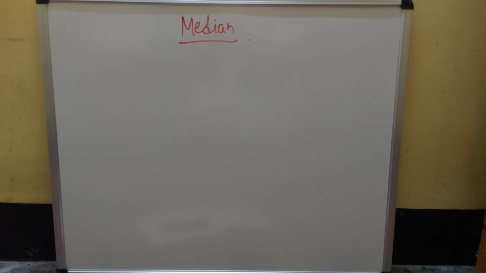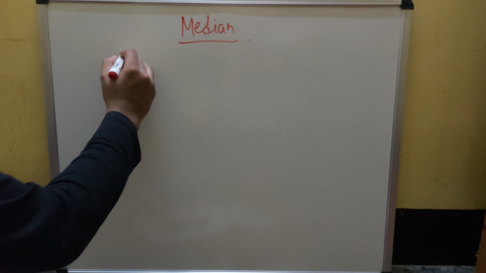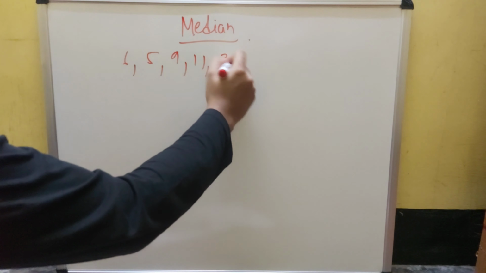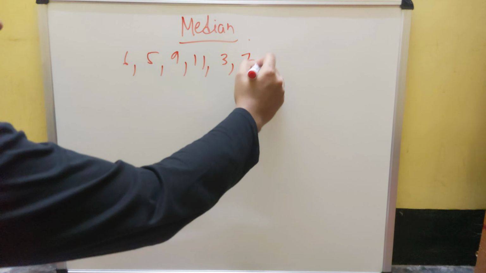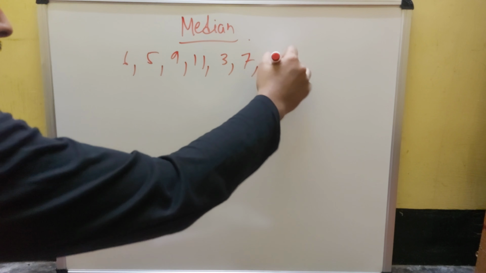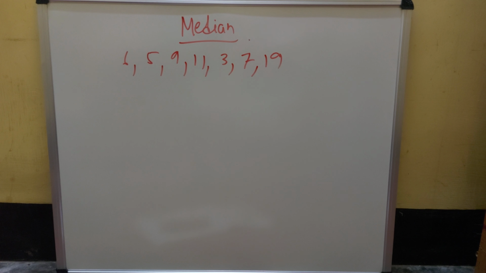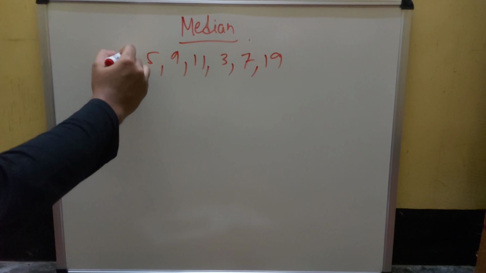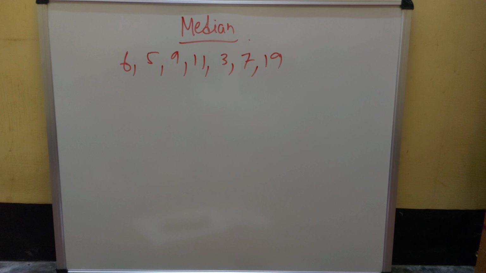Suppose few numbers are written, let's say 6, 5, 9, 11, 3, 7, 19. Now in this case we need to find the median. So how we will find? Look. First we will see how many numbers are there. That is the frequency. You remember?